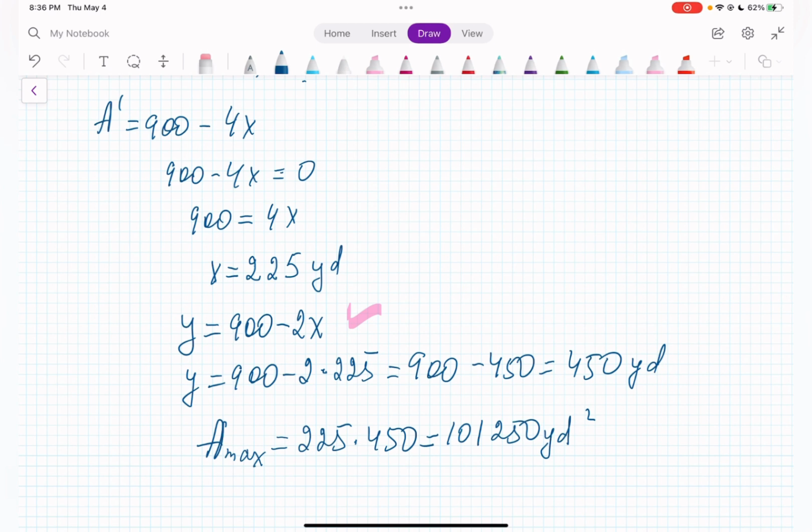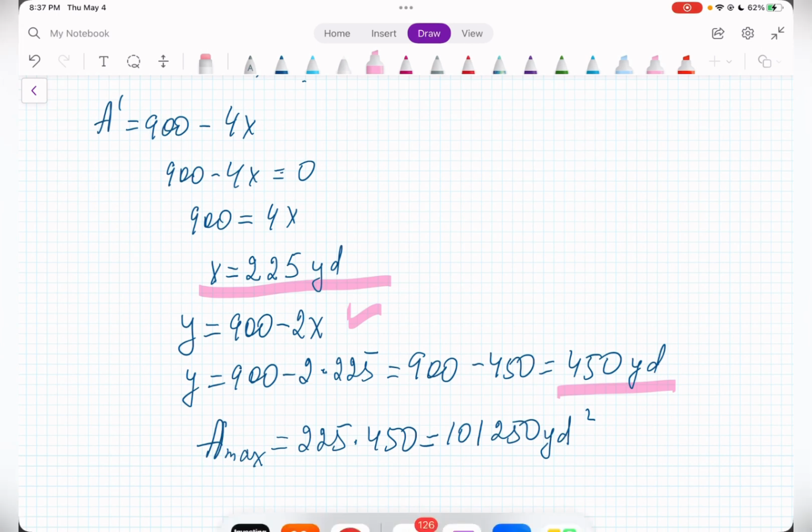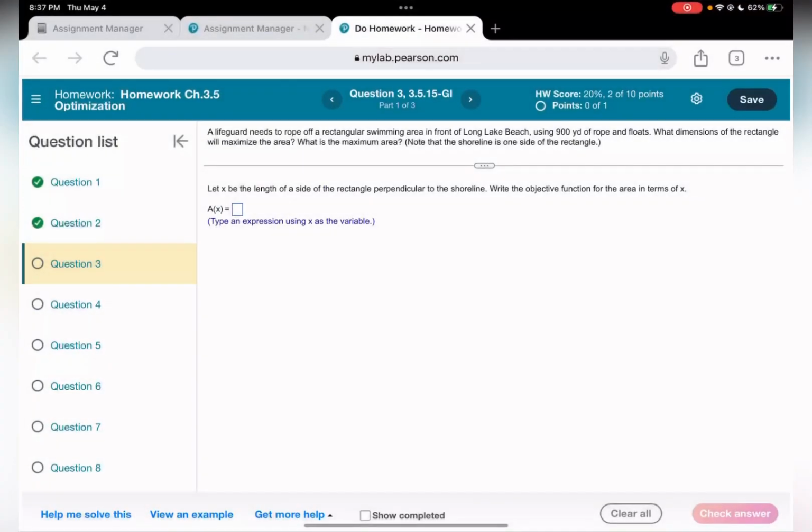So x is equal to 25. Here it is. And y is equal to 450, and the area is 101,250. Okay, let's go. See what we get.